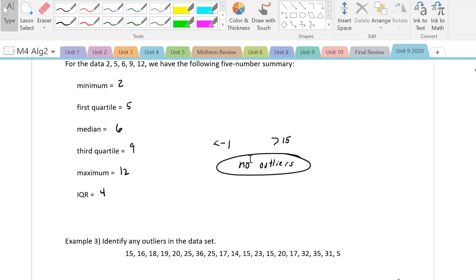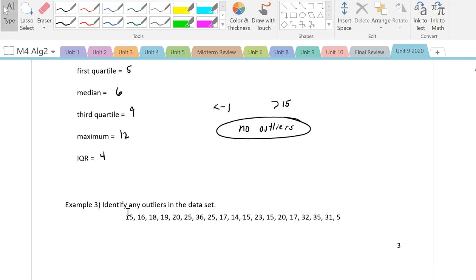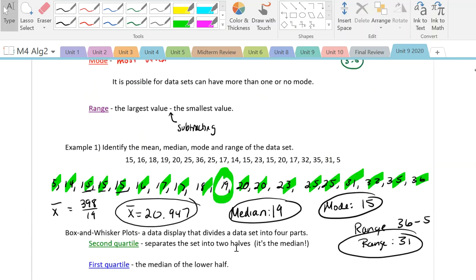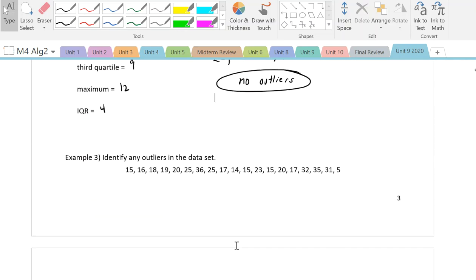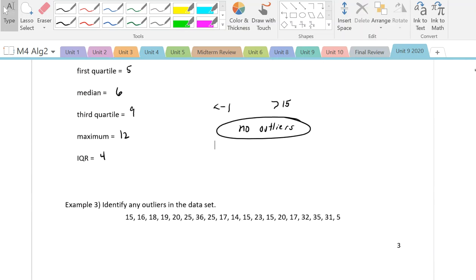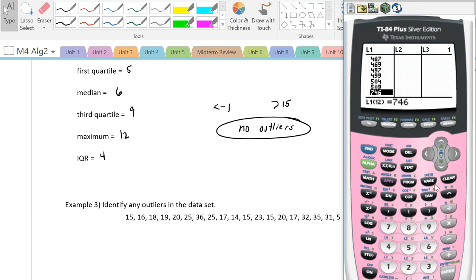Alright. So identify any outliers in this data set. Okay, so this is the same data set as we had here, but I'm going to show you something snazzy with it. So I'm going to take that calculator out again, and I'm going to go up to L1, and I'm going to hit clear and hit enter.